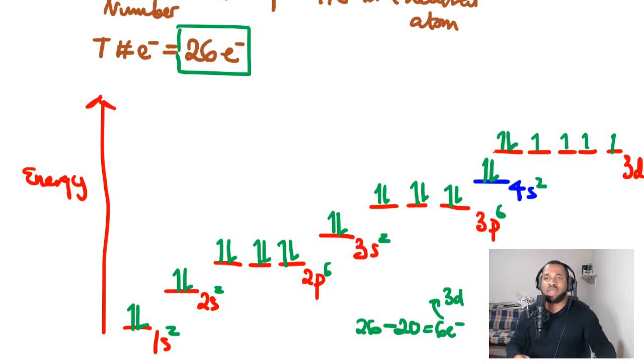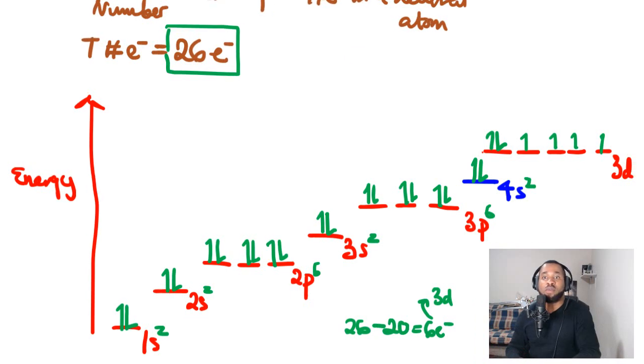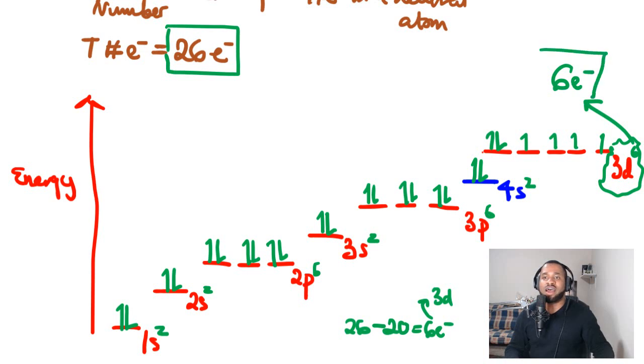And so we're able to determine our specific number of electrons present in our 3d, which in this case is 6 electrons. And so take note here, of course, the exception here is that our 4s orbital comes before the 3d. That is really important to keep in mind.